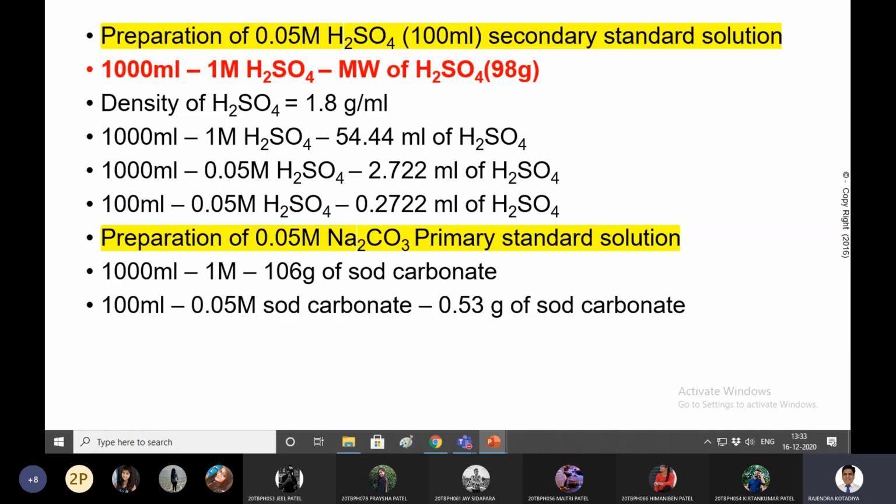So our first part is over now. We need to prepare two solutions, primary standard solution and secondary standard solution. For the primary standard solution, we prepared 0.05 molar sodium carbonate, and for the secondary standard solution, we prepared 0.05 molar H2SO4 solution. Okay, so this is the preparation part.